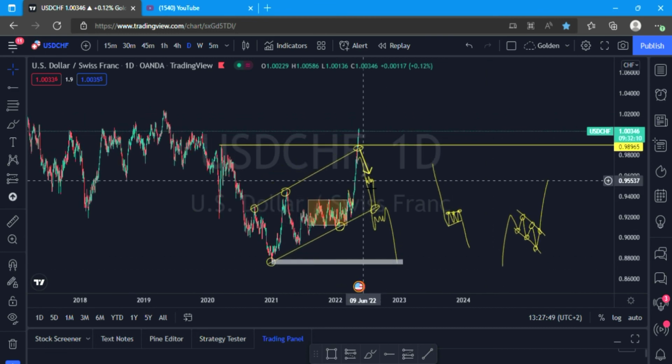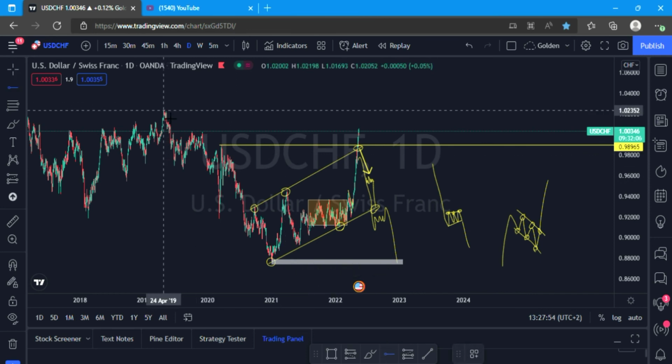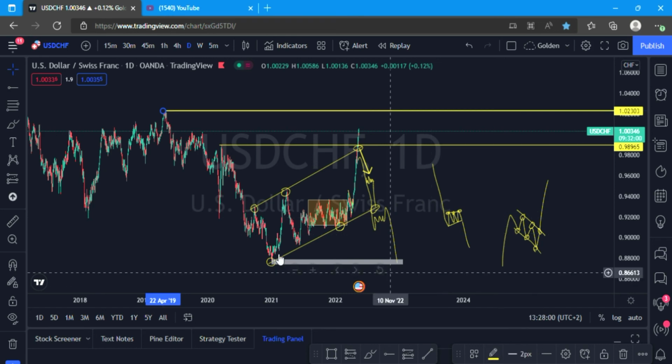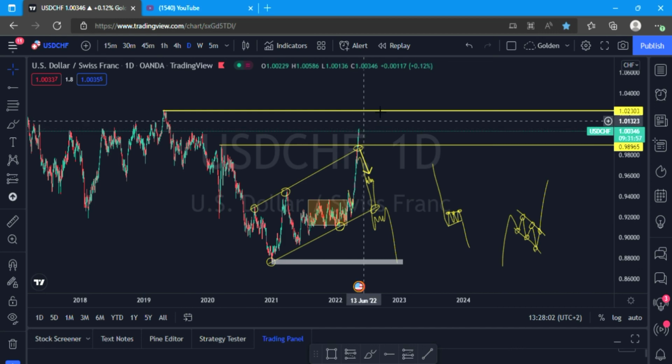But right here we can already see that we have that resistance level right there, and the market has a great potential to move to that level before we can see this market moving to the downside, before we see it moving to the downside actually.